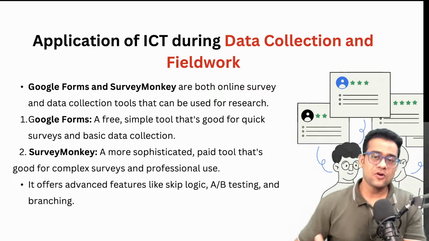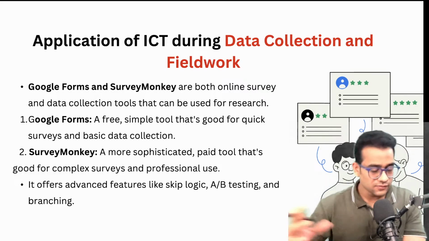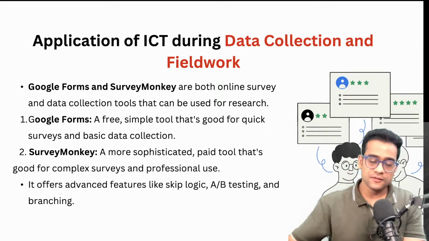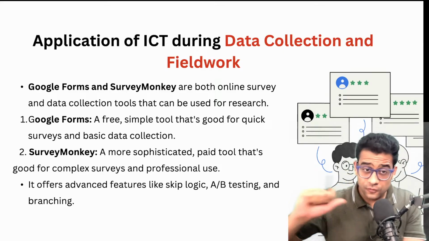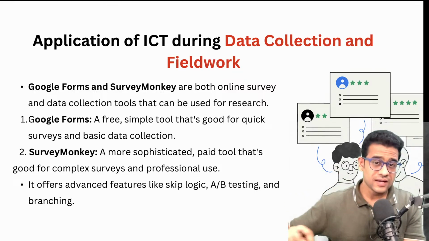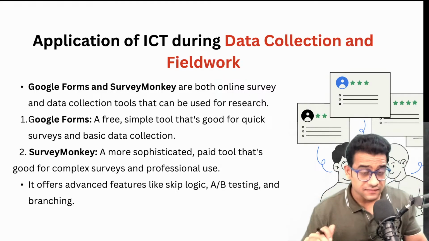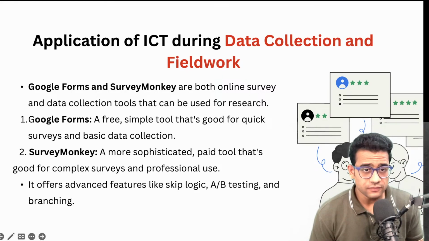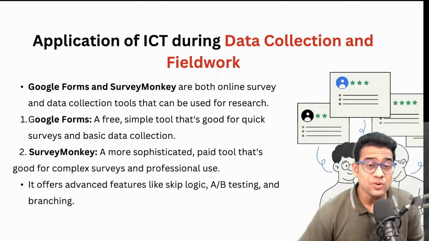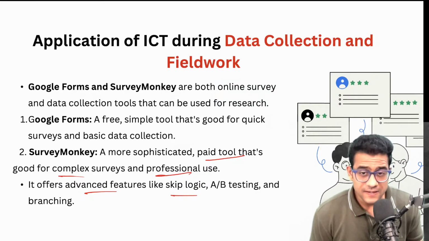So when we talk about, let's say, data collection or field work, very commonly used is Google Forms. So all of you must be using Google Forms, okay. But let's say if you want to do some advanced graphics, or let's say complex data like A/B testing, all those things, there is another very important software which is SurveyMonkey, okay. Google Forms is a free software. SurveyMonkey is used for more advanced type of data collection, okay, a more sophisticated paid tool that's good for complex surveys and professional use. It offers advanced features like skip logic, A/B testing and branching, okay.